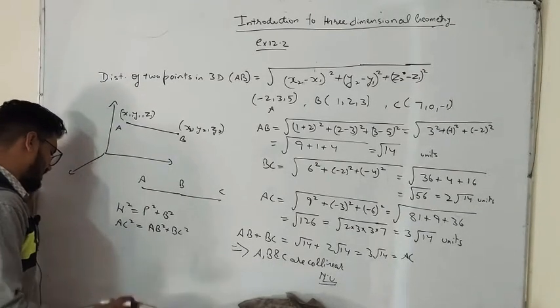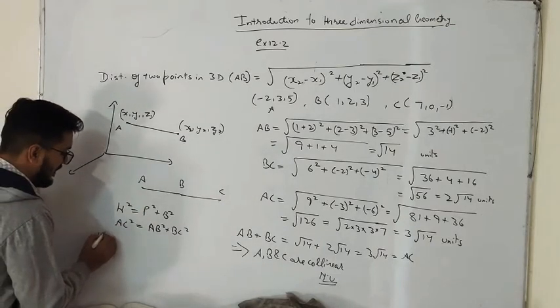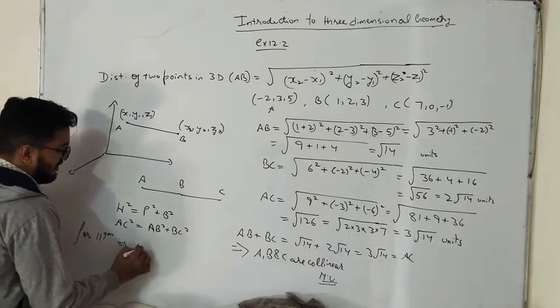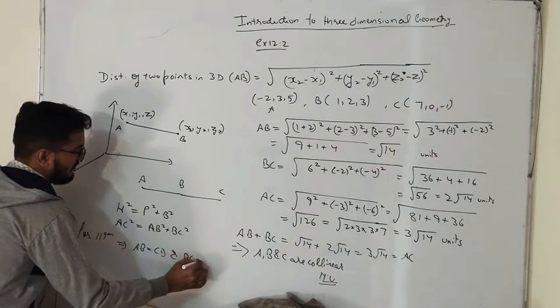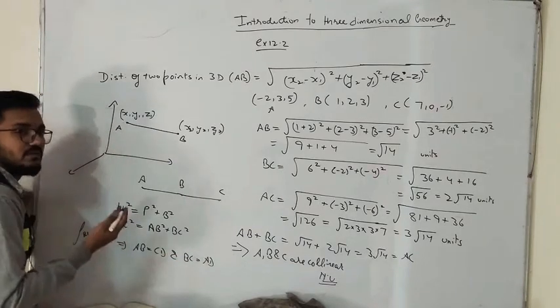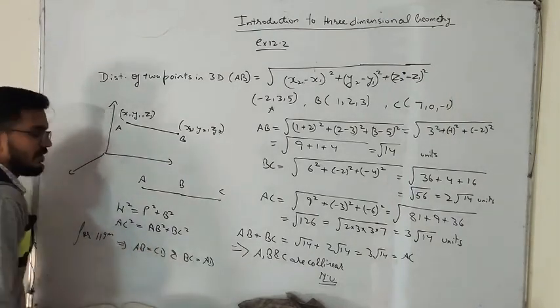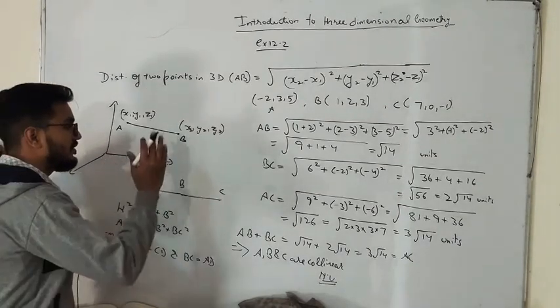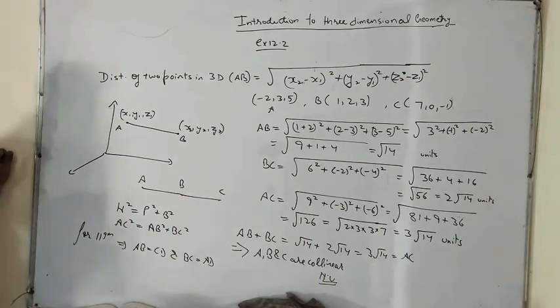Vertices of parallelogram. So in a parallelogram opposite sides are equal. So for a parallelogram, AB should be equal to CD and BC should be equal to AD, right? So this relationship you have to prove in order to prove it a parallelogram. For that, you need to calculate the distance between the points AB, BC, CD and AD.